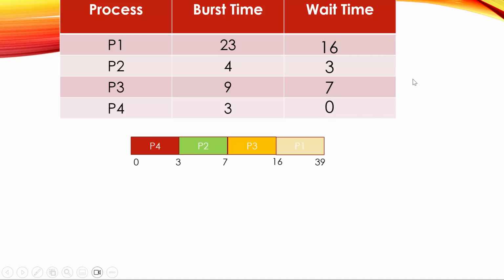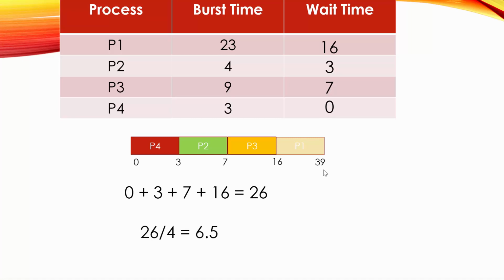I have the wait time here. You can calculate the arrival time, the exit time, the turnaround time, and the wait time, but you don't need to do that because these are the wait times. So I add them together. 3 plus 7 is 10. 10 plus 0 is 10. 10 plus 16 is 26. I have 4 processes. 26 divided by 4 is 6.5. That is the average wait time and how the shortest job first works.